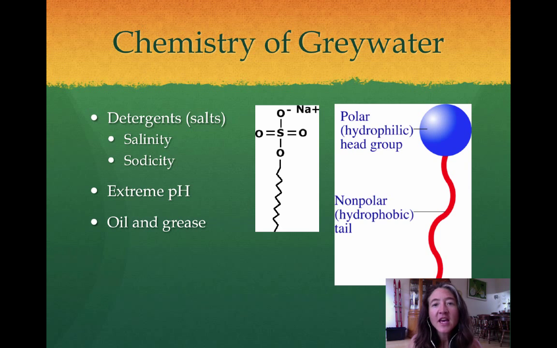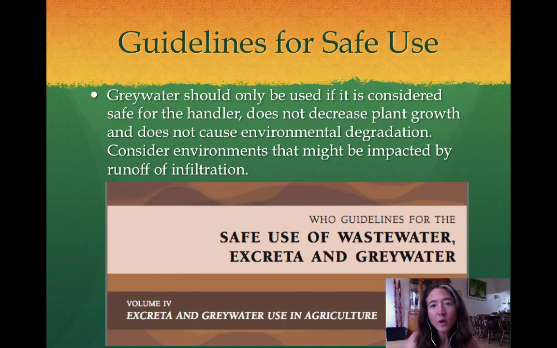So there are many ways in which we might want to think about the quality of gray water and consider its quality and maybe do a few tests on gray water before we say, yeah, this is good to apply to our garden. Because of course what we can say is gray water should only be used if it is considered safe for the handler, does not decrease plant growth, does not cause environmental degradation. Of course, we want just the opposite.